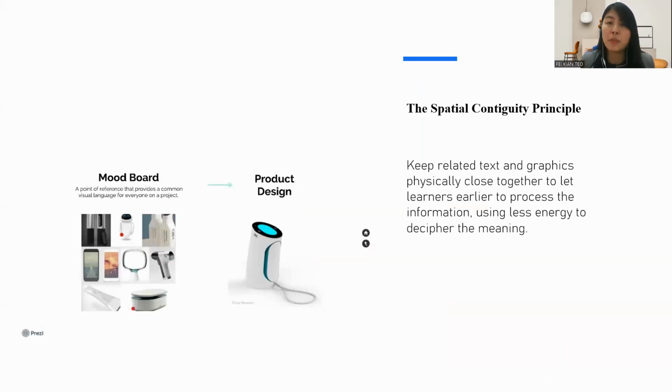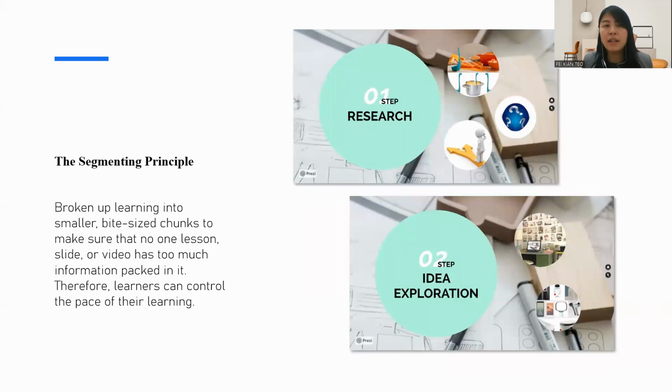And the following is the spatial contiguity principle. From the image, you can see that the design keeps related text and graphics physically close together to let the learners process the information more easily using less energy to understand the meaning. And number 5 is the segmenting principle. In these two images, you can see that learning is broken up into smaller, bite-sized chunks to make sure that no one lesson, slide, or video has too much information packed in it. Therefore, learners can control the pace of their learning.